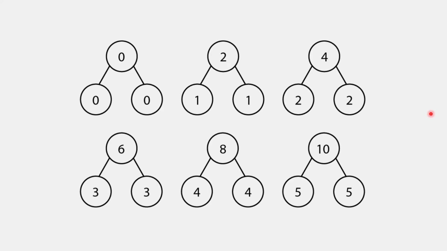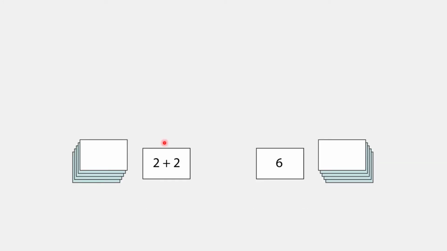Double 6, double 7, double 8, double 9, double 10, and maybe even beyond. Now, here's a game you can play at home. It's called Doubles Snap. Have you played Snap before? Well, here we're playing it with doubles. So we have 2 piles of cards. These ones have the doubles, there's 2 plus 2. These ones have the totals. And then we turn them over, see if they match up.